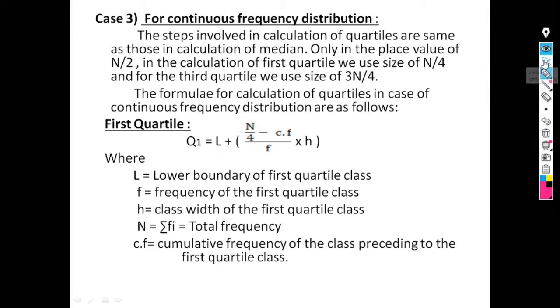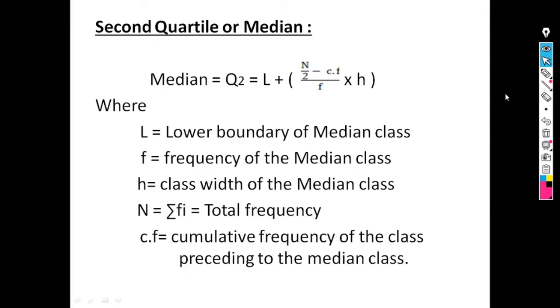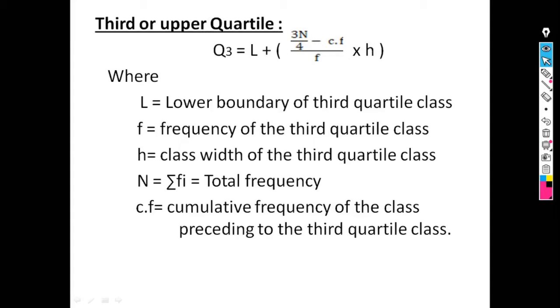Q2 is the same as the median, and Q3 is equal to L plus (3n by 4 minus Cf) upon f into h. Means first we have to calculate the value of 3n by 4. After calculating 3n by 4, we have to decide our Q3 class or third quartile class. Then L is the lower boundary of the third quartile class, f is the frequency of the third quartile class, h is the class width of the third quartile class, n is the total frequency, and Cf is the cumulative frequency of the class just preceding the third quartile class.